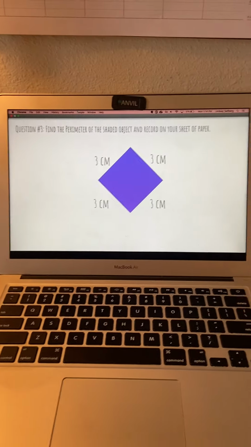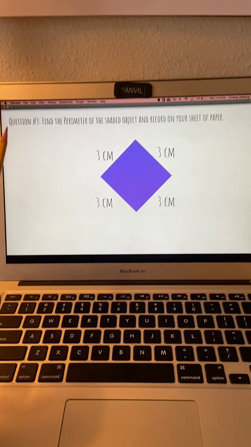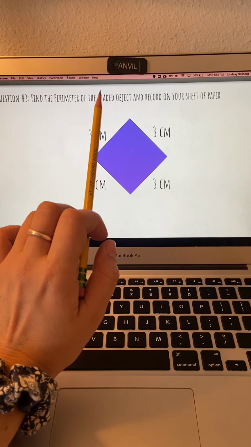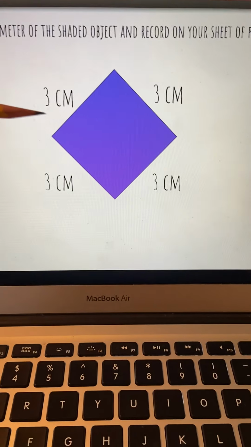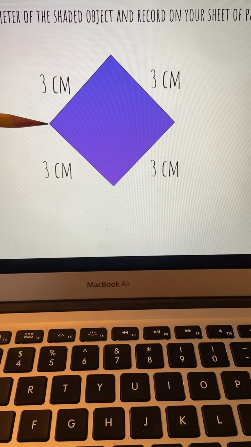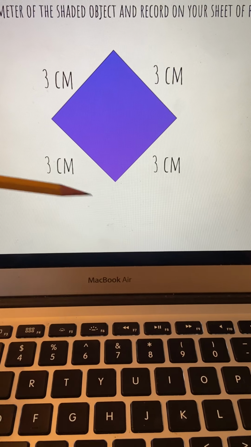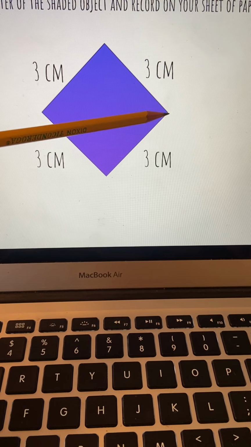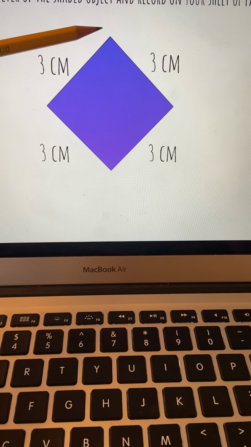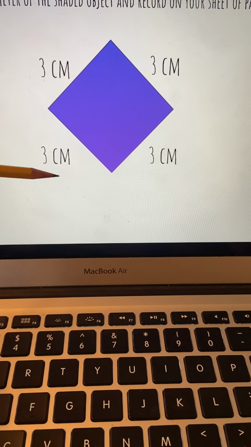All right, so this one looks a little different to me. Question number 3, find the perimeter of the shaded object and record on your sheet of paper. Okay, so it looks like each side is 3 centimeters. So the way I find the perimeter is I count up all sides. So I need to add 3 plus 3 plus 3 plus 3.